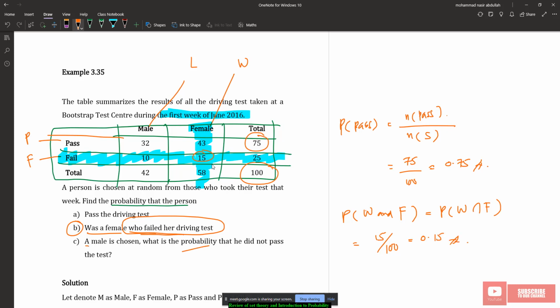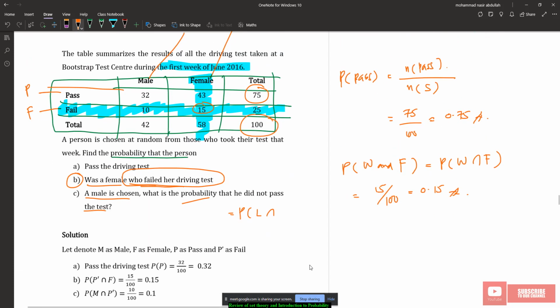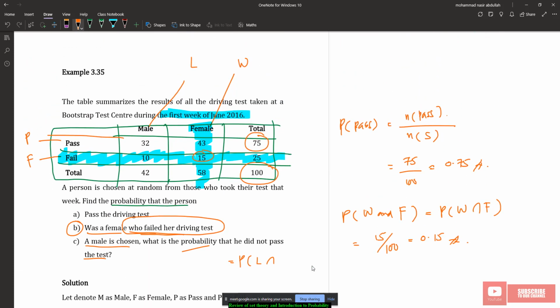Right. So C, a male is chosen. What is the probability that he did not pass the test? So probability of male, lelaki chosen, and did not pass the driving test. You know, not pass means fail. So same concept, male fail is equal to 10 over 100 equal to 0.10.